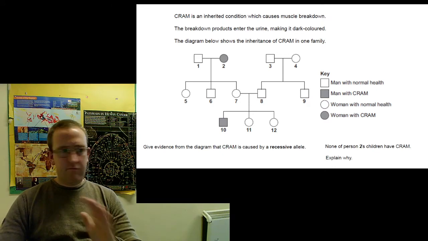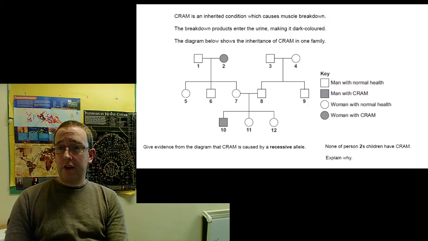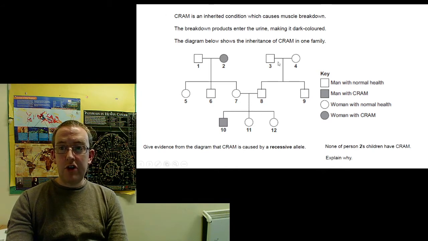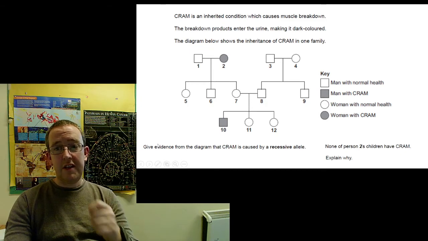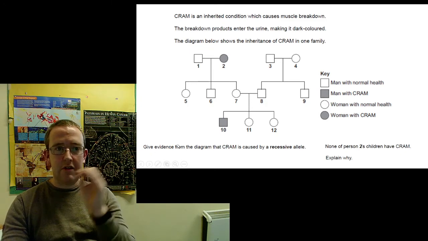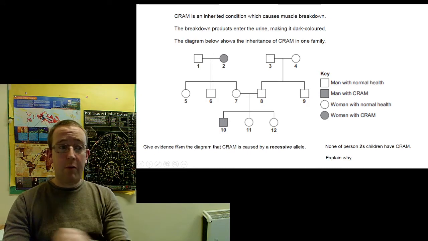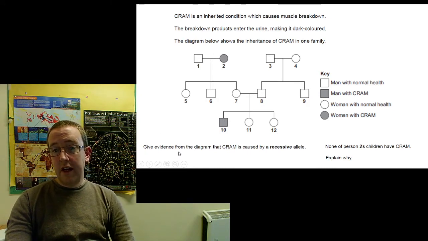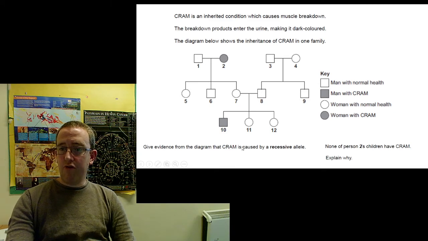Okay, doesn't matter. So here's the table here. Look, you can see each numbered person. The reason that they're numbered is you would be expected in your answer when it says give evidence to use those numbers to say, well, individual this and this have this child, and this child can't possibly be that. Okay, so give evidence from the diagram that Cram is caused by a recessive allele.